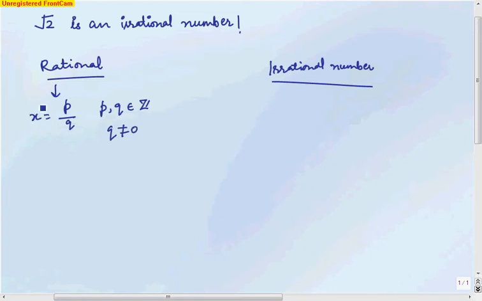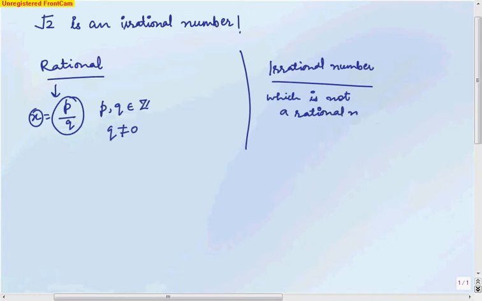X is a rational number if you can write x is equal to p upon q, where p and q are integers and q is not equal to 0. A number which is not a rational number is an irrational number, right? Now this thing is important.